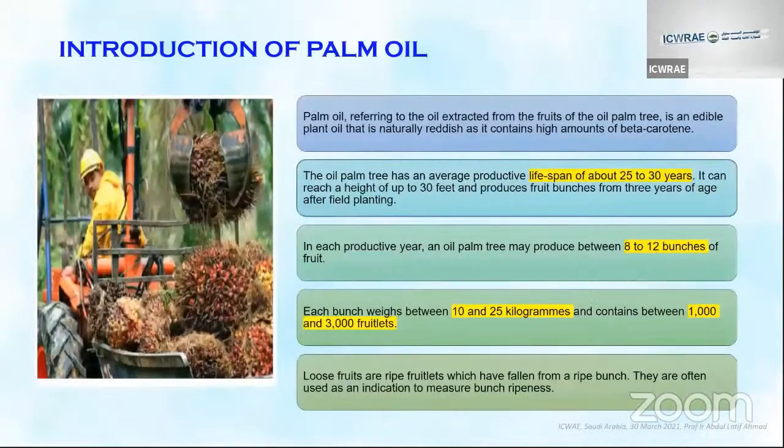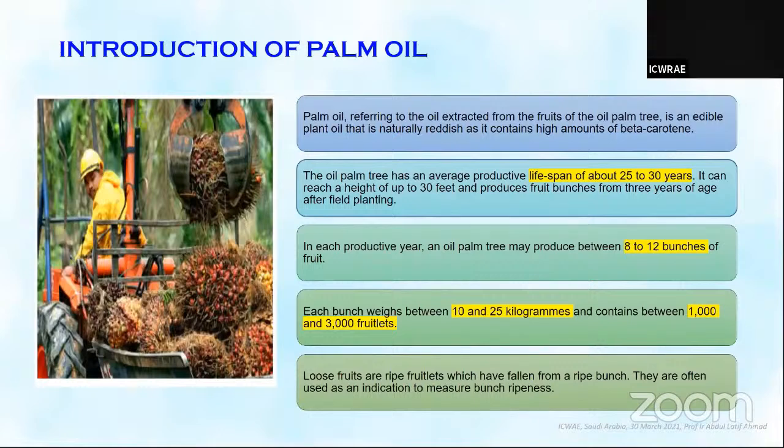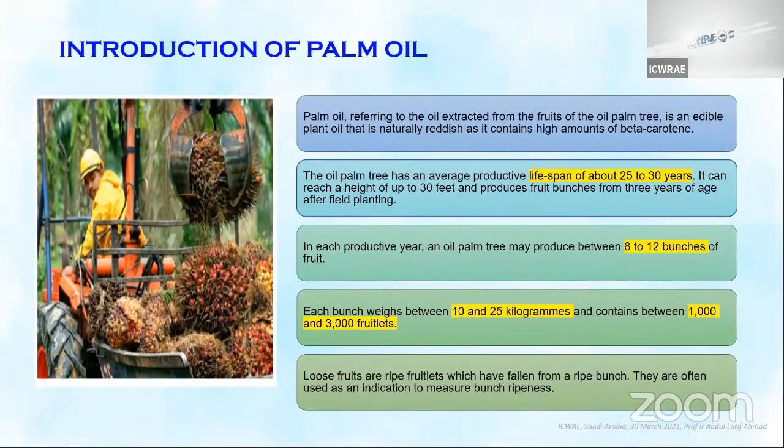Okay, this is some more background. I will go through it very fast because the time is very limited. The lifespan of palm oil trees is about 25 to 30 years. In every producing year, they can produce between 8 to 12 bunches of fruits. Every bunch weighs around 10 to 25 kilograms, with between 1,000 and 3,000 fruits. From this fruit, they press and get the oil.